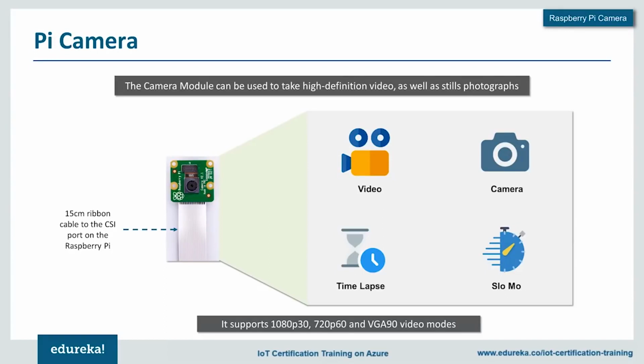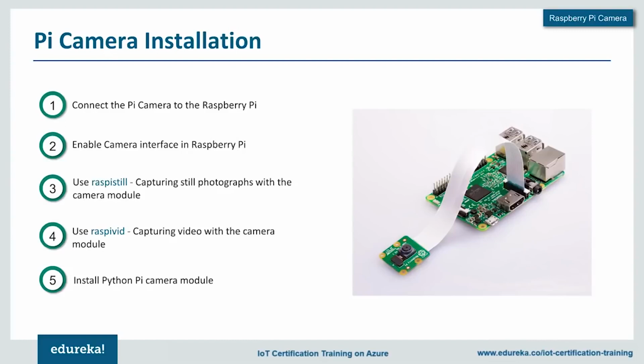Now, talking about the Pi camera, you need to be quite careful while you're working with it. So let me help you understand how you can set up the Pi camera with your Raspberry Pi. There are 5 different stages in setting up the Pi camera, and we'll be looking at each one of them one by one. First, let me help you understand how to connect your Pi camera to the Raspberry Pi.